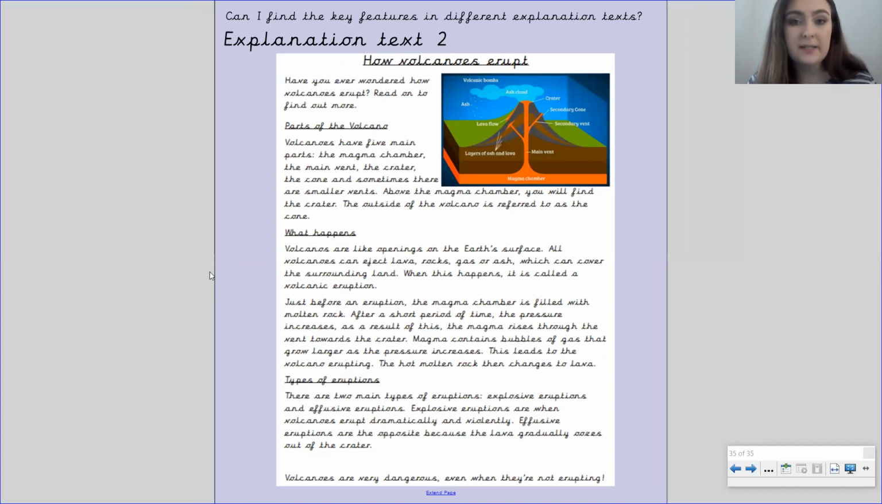So here is your second explanation text. So you need to go through these 2 texts, find the key features, and please make sure you upload your work to Tapestry.